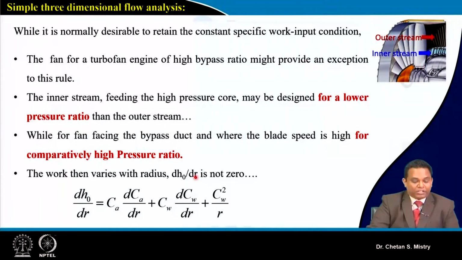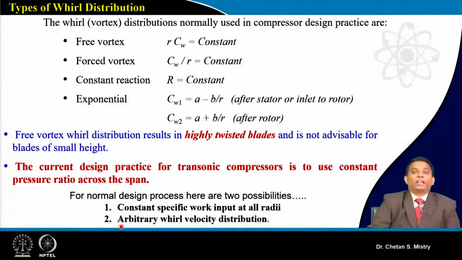So under that condition, we need to consider that my dH0 by dr will not remain 0. So you need to literally sit down and calculate dH0 by dr based on the change of my axial velocity, based on the change of my tangential velocity component, and based on my centripetal action. So this gives you some idea of how we approach the design. But still, let's try to move in parts.